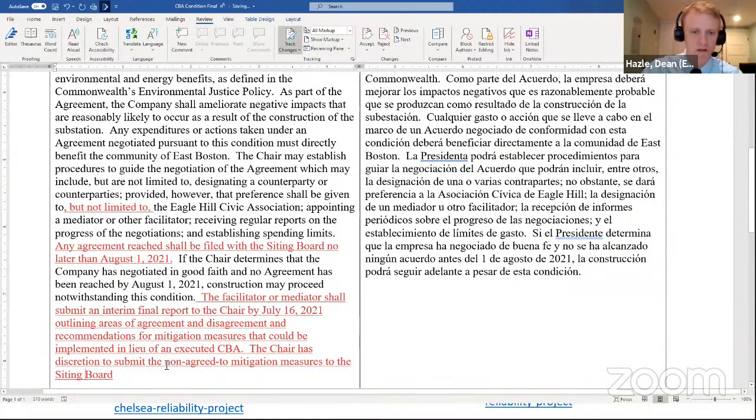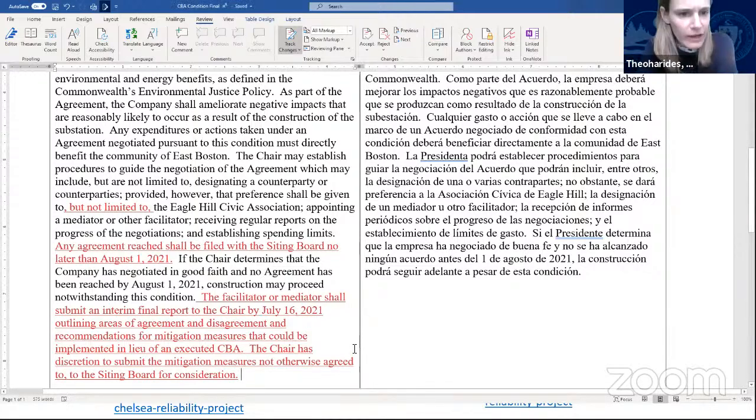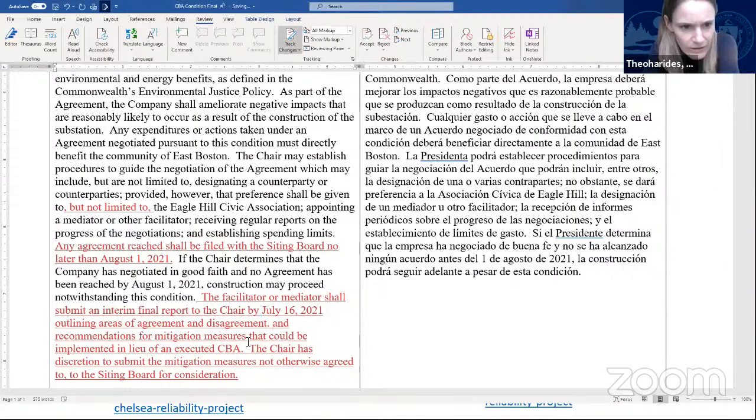Mitigation measures not otherwise agreed to. How about that? Yeah, that's good. To the siting board for consideration. I would almost move the second half of the prior sentence and end it with outlining areas of agreement and disagreement. Okay. Period. And then move the end to after consideration.